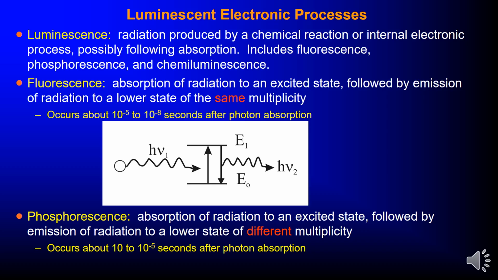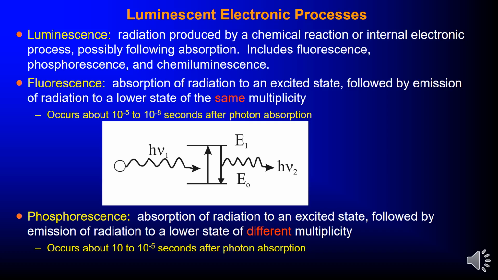For the case of fluorescence, absorption of radiation to an excited state is followed by emission of radiation to a lower state of the same multiplicity. That is very important. It can occur about 10 raised to power -5 to 10 raised to power -8 seconds after photon absorption.